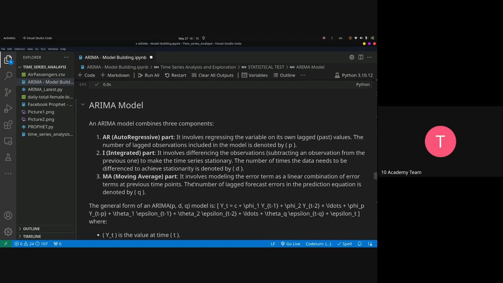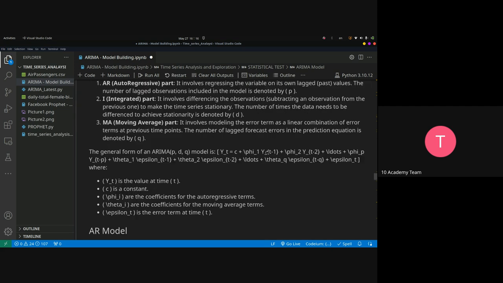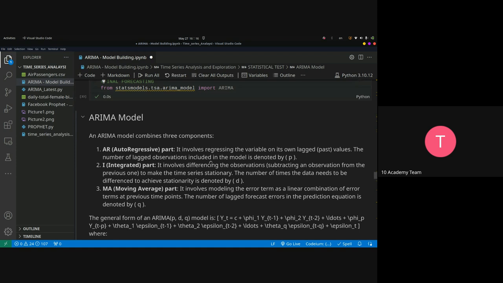And the moving average part involves modeling the error terms as a linear combination of error terms at previous time points, so it has a Q parameter, and that's the lagged forecast error in the prediction equation. Just forget the mathematical equation. Just know that in the ARIMA model, we have three parameters: P, D, and Q. P is for the AR, D is for the integration, that's the order of differencing, and Q is for the moving average.